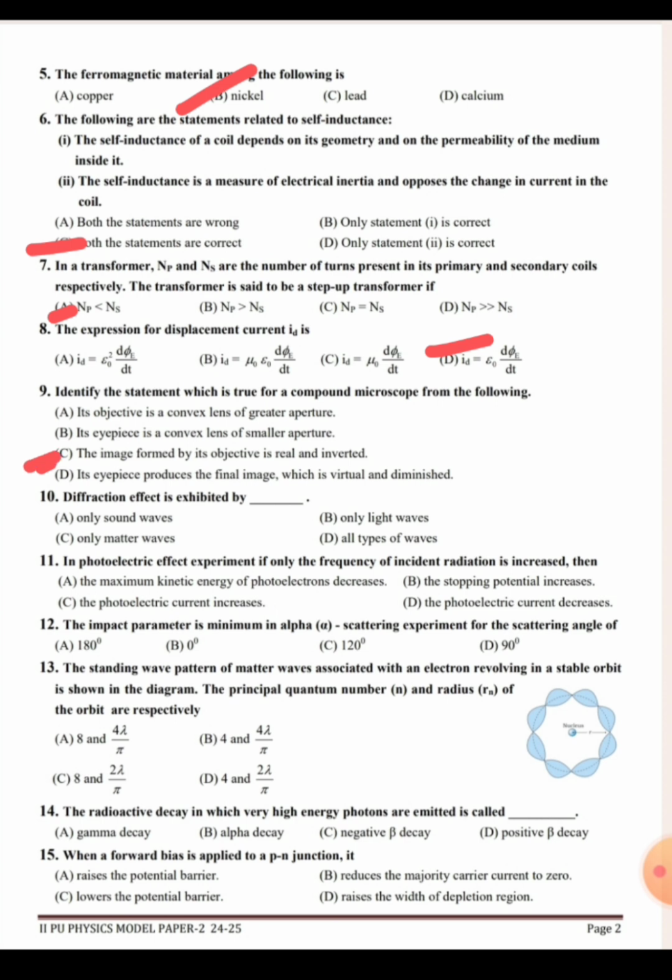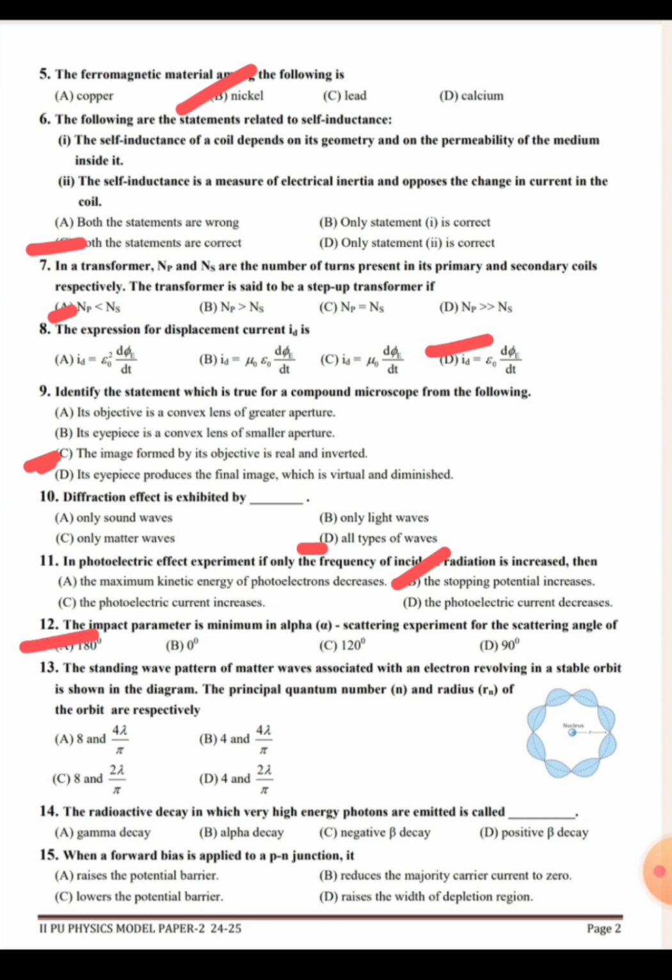The diffraction effects exhibited by all types of waves. The photoelectric effect experiment, if only the frequency of incident radiation is increased, then the stopping potential increases. Option B. So next one, the impact parameter is minimum in alpha scattering experiment for the scattering angle of 180 degree.